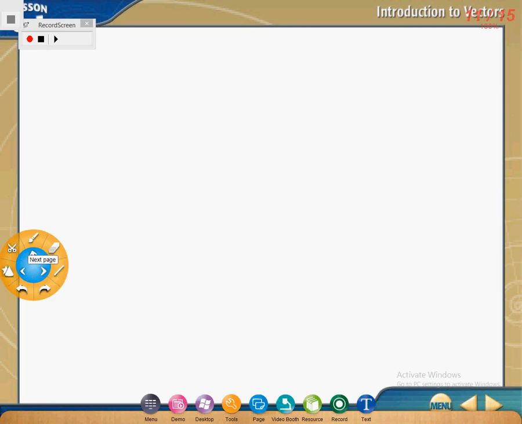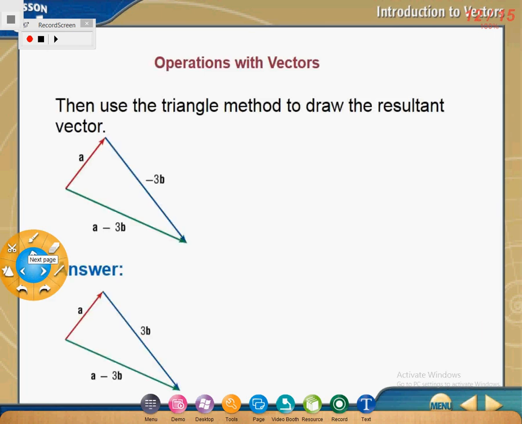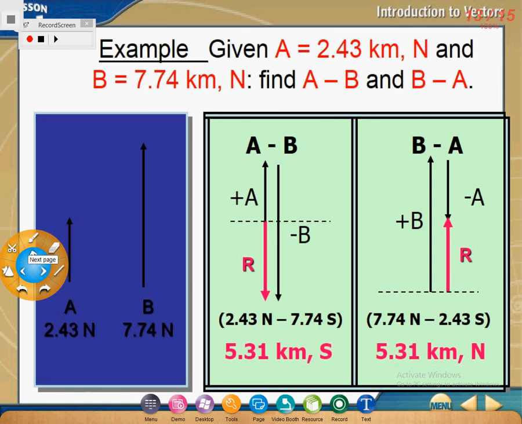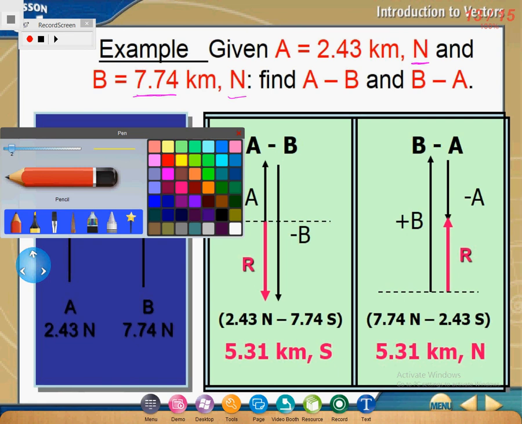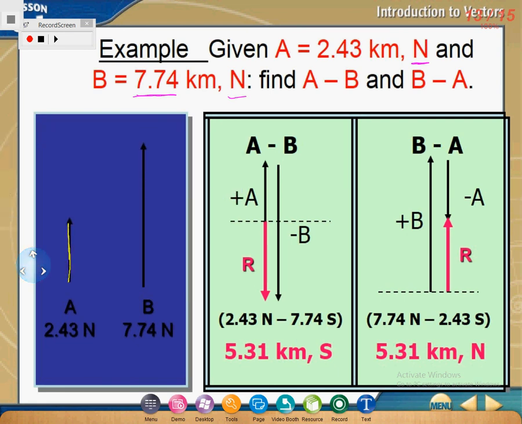Okay, so this is the question. This is the answer. What if I have numbers now here? I have A as a vector. It has a magnitude 2.43 and the dimension is 2. The direction is north, and we have B as a vector with magnitude equals 7.74 kilometer, and again the direction is north. These are my two vectors. Can you see this is A? It's going up, this means north. And B going up again because it's north.